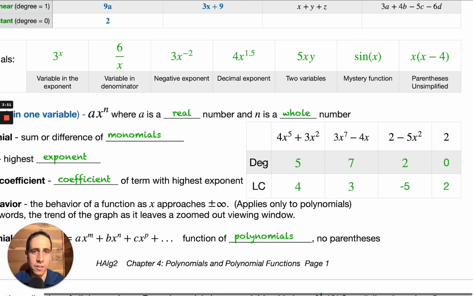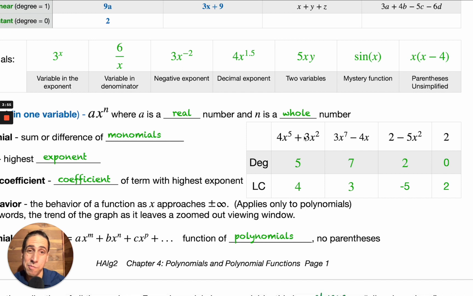You can see here the degree. Let's take a look at 4x to the fifth plus 3x squared. This is a quintic binomial because it has a degree of 5 and there are 2 terms. The leading coefficient is going to be 4, not because we see it first, but because it's attached to the variable that has the highest exponent, which has a degree of 5. Here, the degree is 7, as you can see, and the leading coefficient is 3. That's because there's a 3 attached to the x to the 7th.